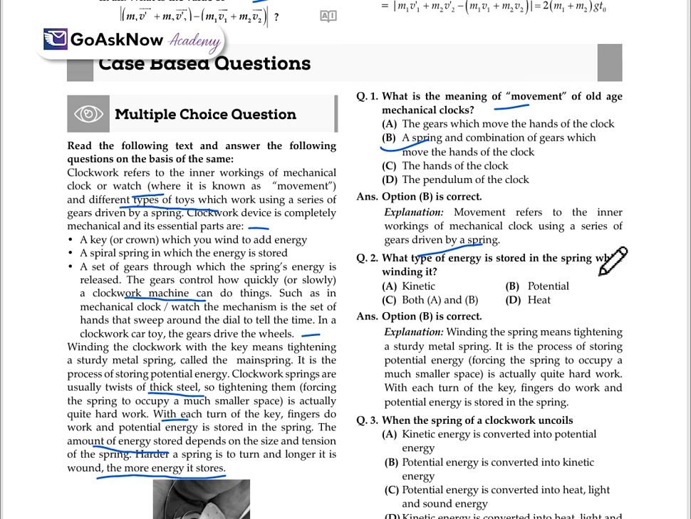Which type of energy is stored in the spring while winding it? So winding the spring means tightening a sturdy metal spring.